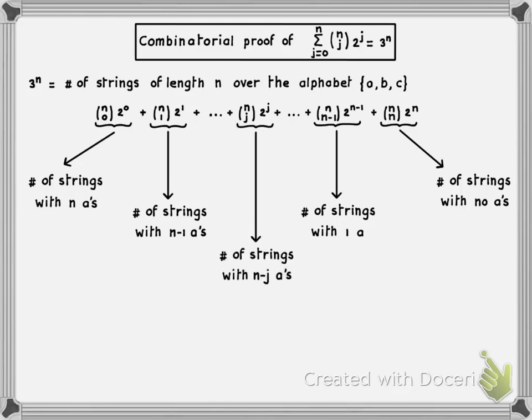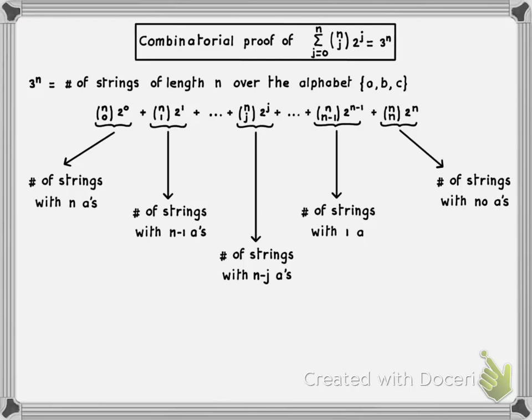So let's make sure this works. How many strings of length n contain exactly n minus j A's? Well, this is the same number as the number of strings of length n that contain exactly j positions in which you can put a B or a C. So to build such a string, you would first choose j positions out of n available positions, and for each one of these choices of positions, you would have 2 to the power j options to position either a B or a C in one of the j positions.